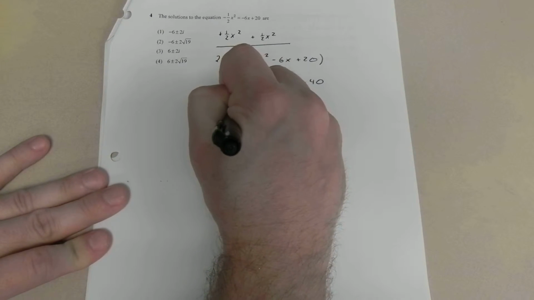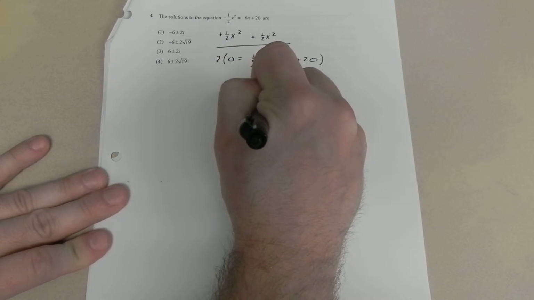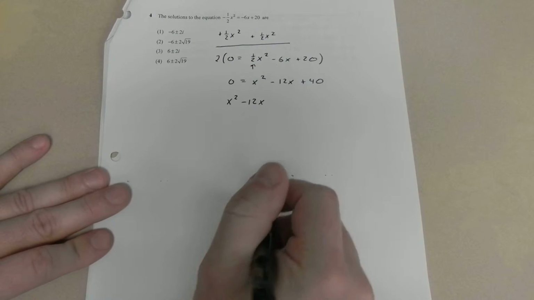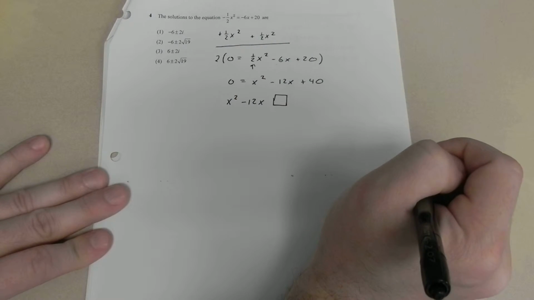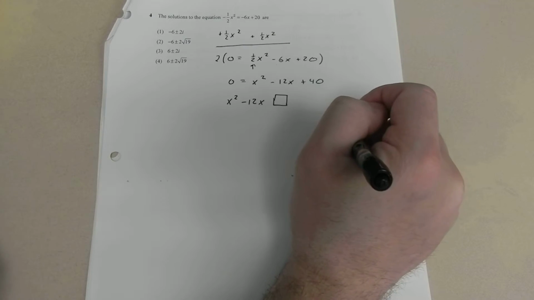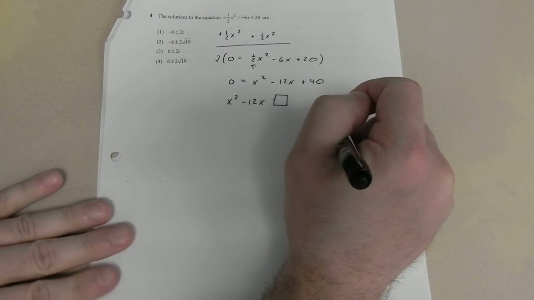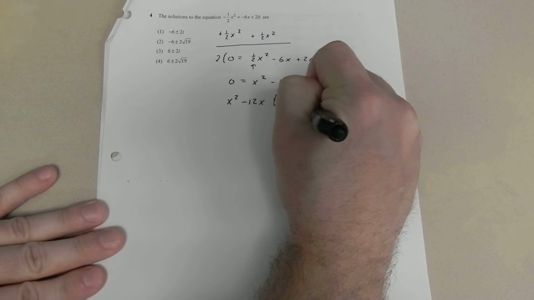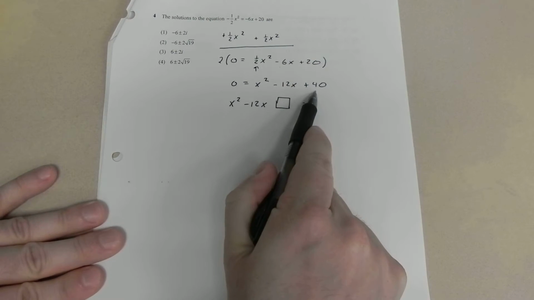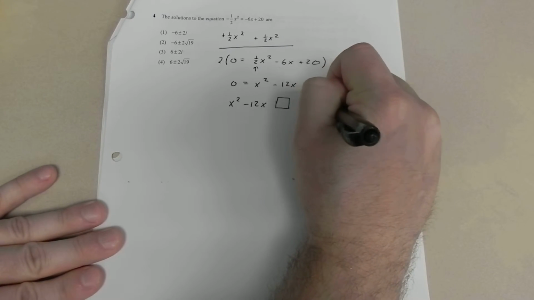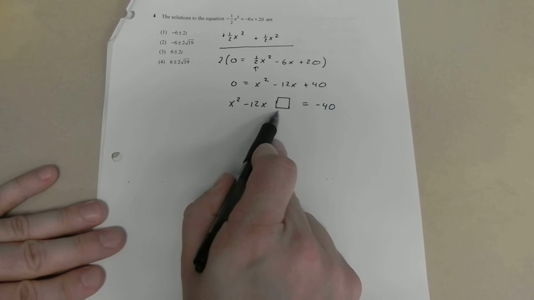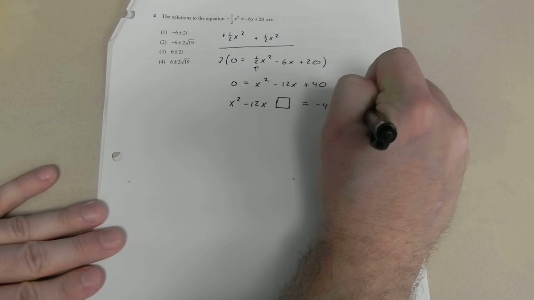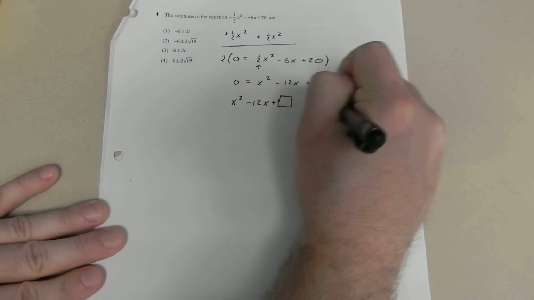To complete the square, I'm going to group my x terms together, x squared minus 12x, and I'm going to leave some space. That's the value that I will physically add to the equation to complete the square. Equals, I'm going to have to take this positive 40 and move it to the other side of the equation. It will become a negative 40. And to keep the equation balanced, if I've added a value to one side, I must add that same value to the other side.